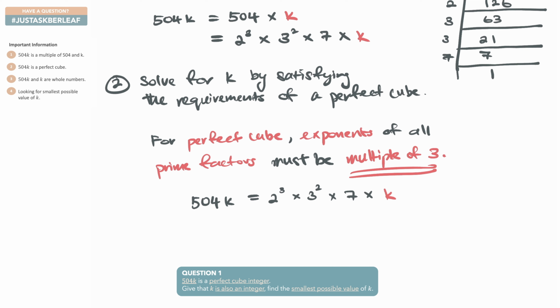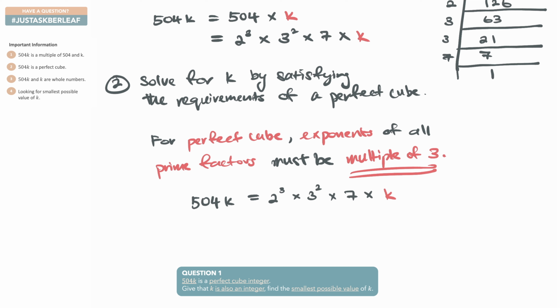And from here we can see that the prime factor of 2 has an exponent of 3, the prime factor of 3 has an exponent of 2, and lastly 7 has an exponent of 1. Do take note that it isn't 0. Now from here, we are able to observe which of the prime factors did not satisfy the above requirement of a perfect cube. And that's obviously what we can see here: 3 and 7 do not have exponents that are multiples of 3.